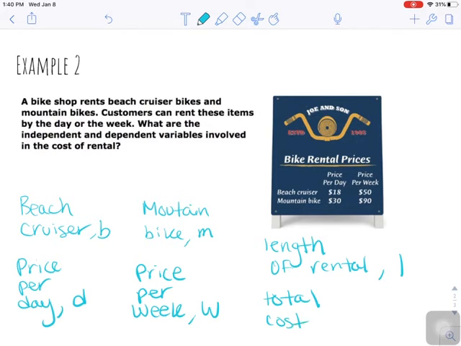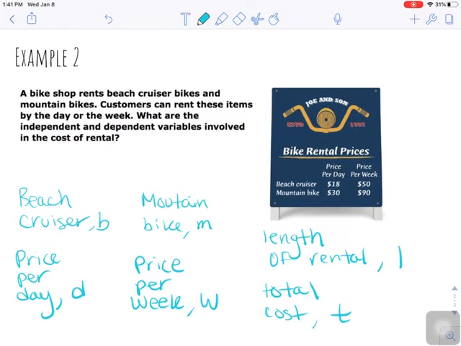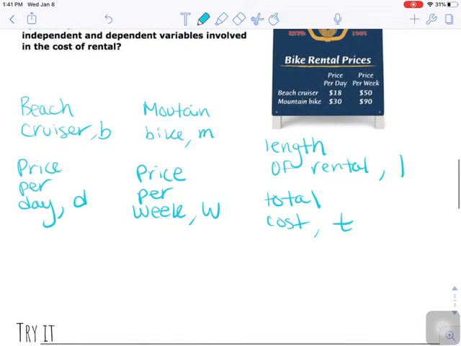So whenever you go rent something, you have to think about the different types of bikes. There's 2 different types of bikes that you can rent. There's different prices if you want to rent it for a day or a week. And then it also depends on how much time you're going to spend on the bike. And then finally, your total cost of how much you're going to pay for it. So now let's think about which of these could be independent variables and which of these could be dependent variables. So what is dependent and what is independent?